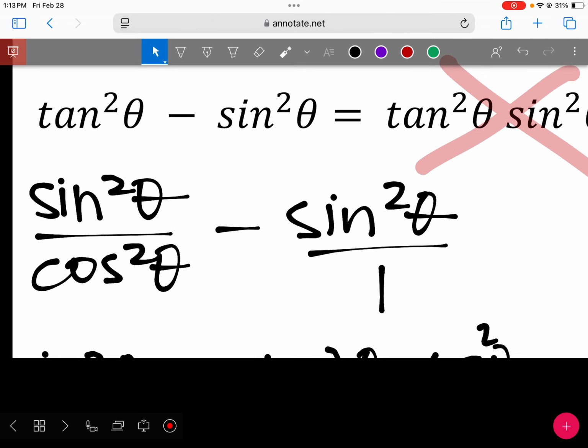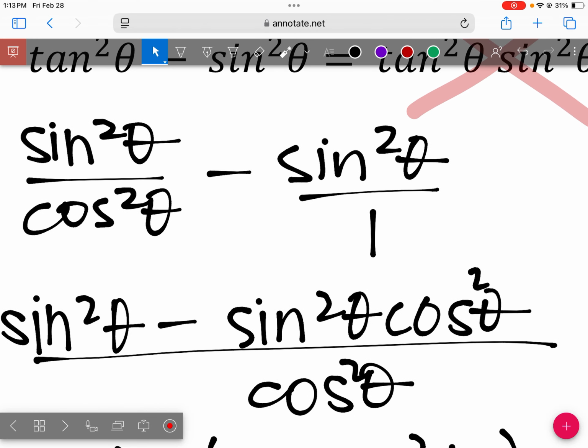Multiply by cosine squared. And the left side didn't need anything, so I just kept it the same. I pulled down my minus sign, and then I had sine times cosine, and that was all over cosine squared. So is everyone cool with this? What would be the next step after this?